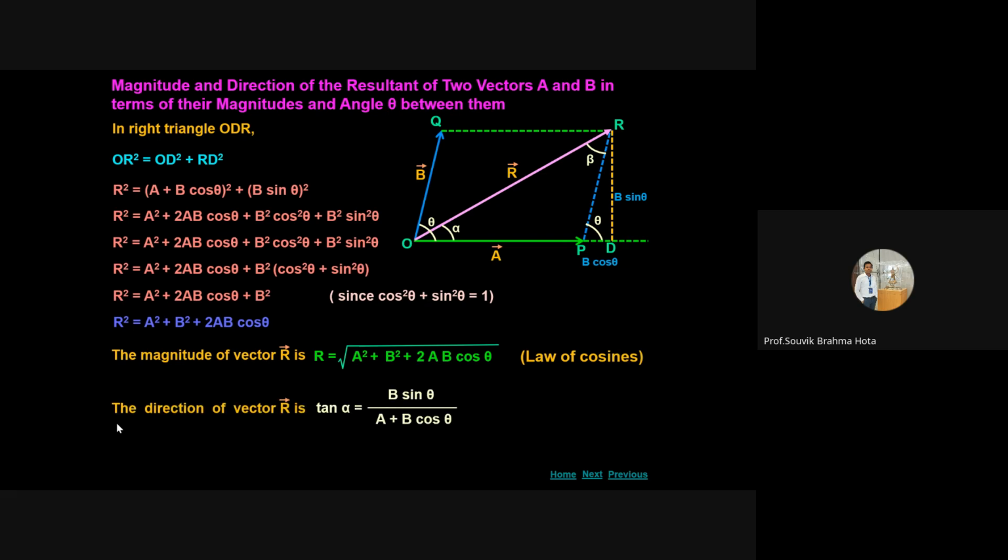Also we have the sine rule, the law of sine, that is R by sine theta is equal to A by sine beta is equal to B by sine alpha. And that resultant one is the law of cosine. Okay, so here I am concluding the session.